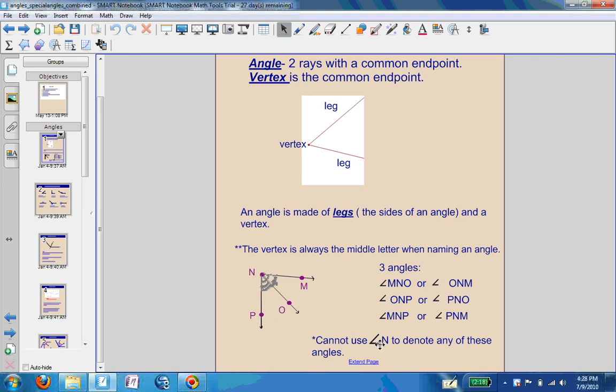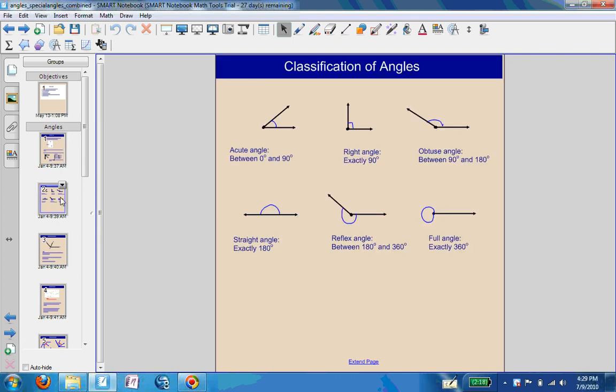We cannot use angle N to denote any of these angles because it would be unclear which angle we are referring to. If all we had was one angle like this one above that is not split into smaller angles, we could use the letter of the vertex to name it, and we'll see examples.